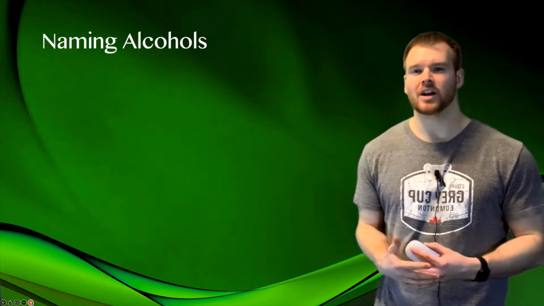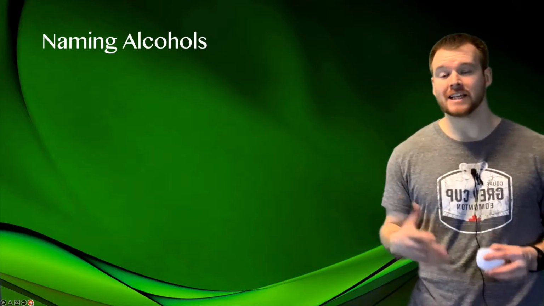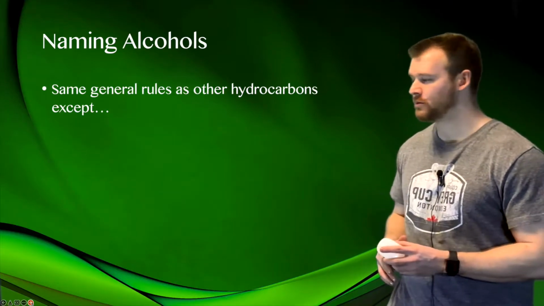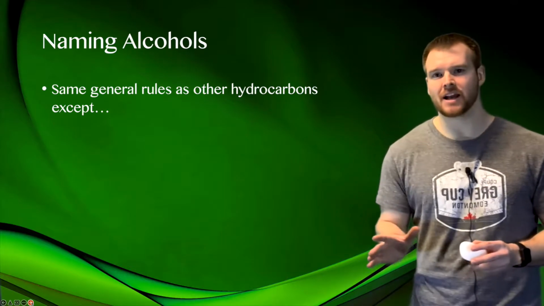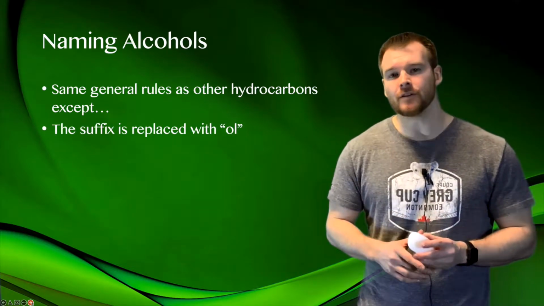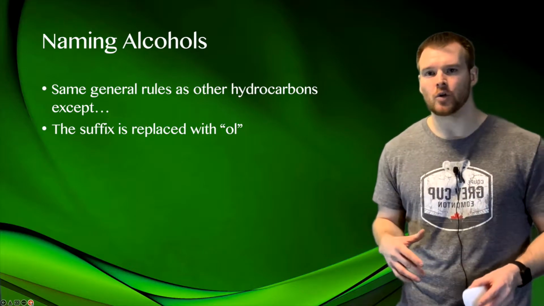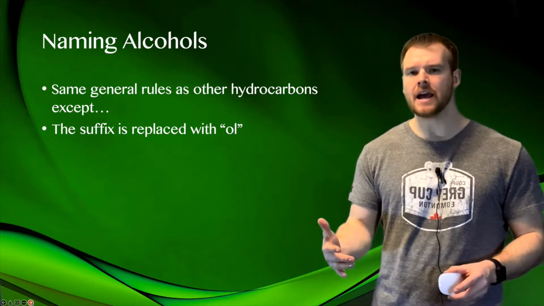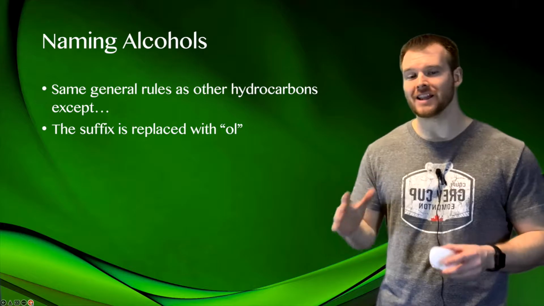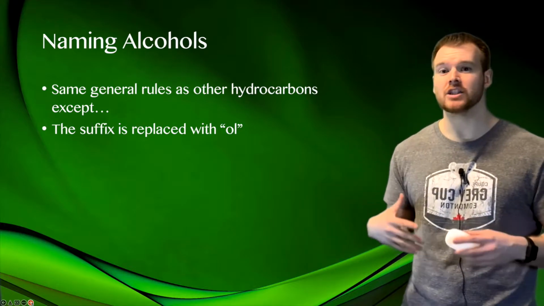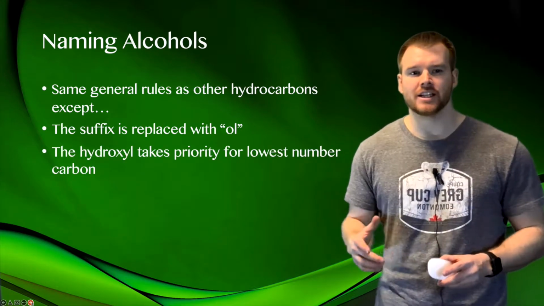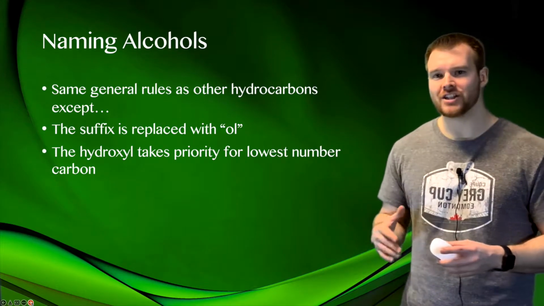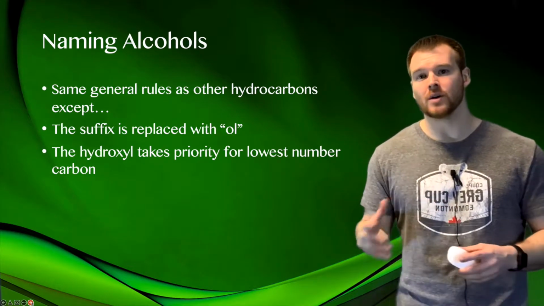In this lesson, we're going to look at naming alcohols, and it's going to follow pretty much all the principles that we had before about naming organic molecules, except there are going to be a couple of exceptions. The first one is that the suffix is no longer going to be "ane" from an alkane. This is an alcohol, so the end of the word turns into "ol". The suffix becomes "ol".